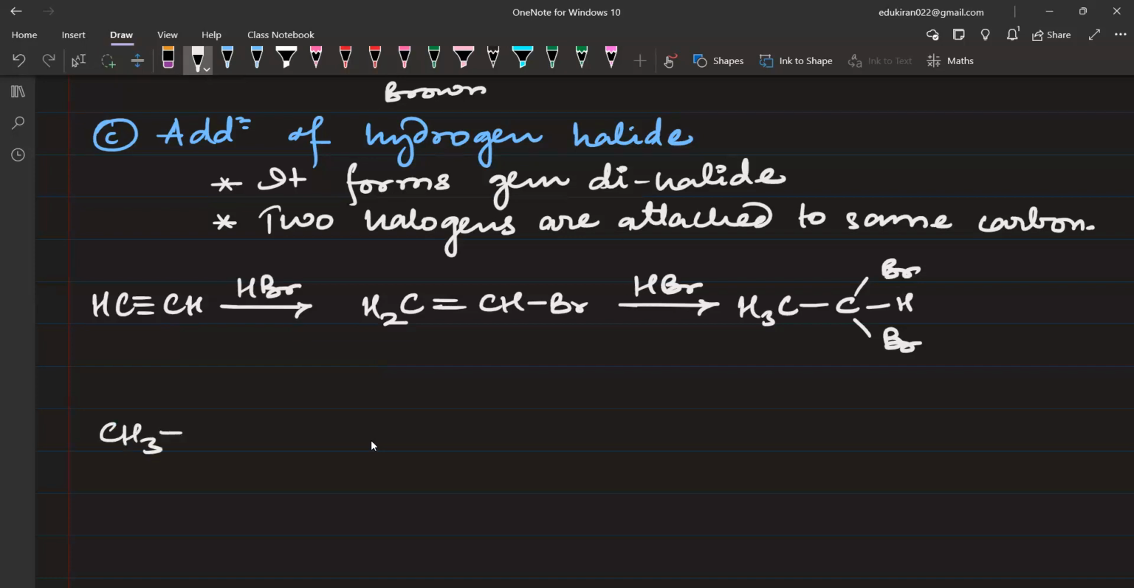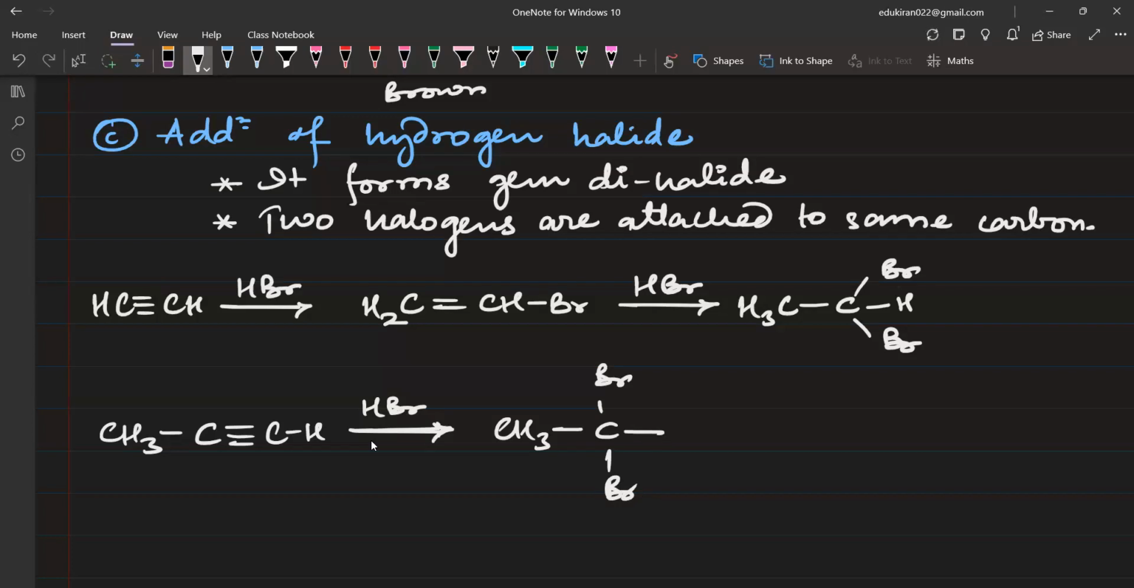For example, if you have CH3, C triple bond CH, to react with HBr, it is going to give you CH3. Now this middle carbon atom will have the two Br, and the last carbon will be a CH3.